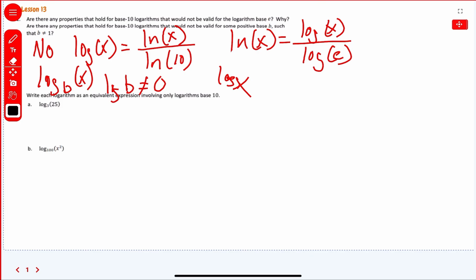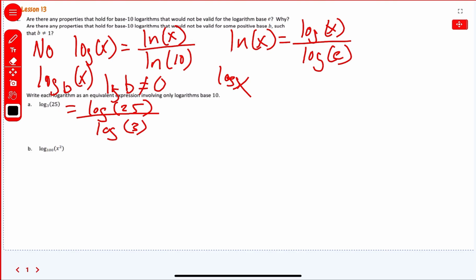I think that's all you need to know. A little crazy, don't worry about all that. Let's get into the meat of it here. Write each logarithm as an equivalent expression involving only logarithms base 10. Okay. So these are not base 10, they're log base 3. So all you have to do for these is just say log 25 over log of 3. That's all you're doing there.